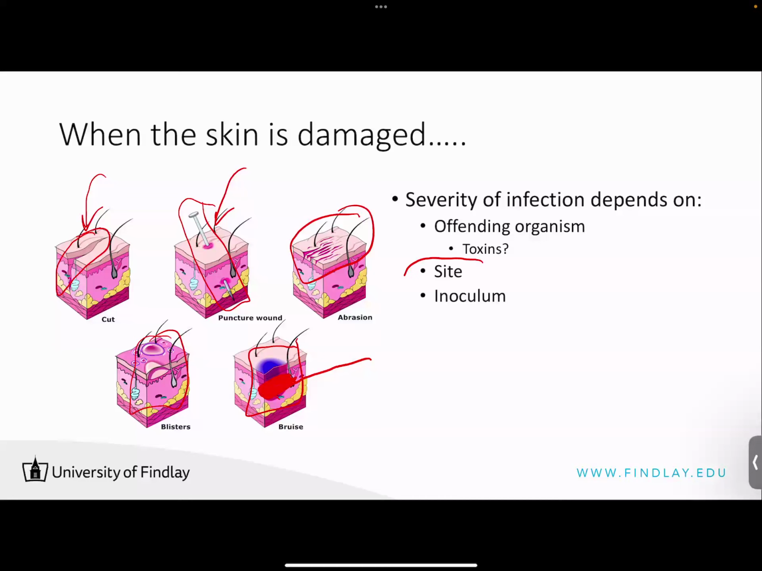Okay, so the site of the lesion or the wound, right, is important. The offending organism is important, okay? What toxins is that particular organism producing, which gives it an enabling characteristic to cause an infection? And then importantly too, this concept of the inoculum. How much bacteria did you actually introduce into your skin from this abrasion or from this cut?